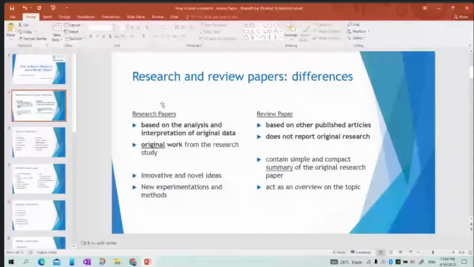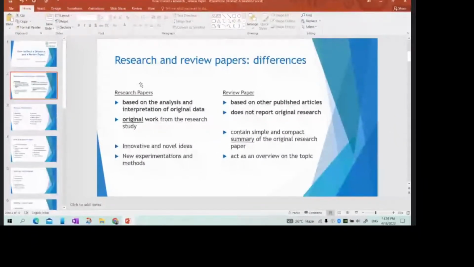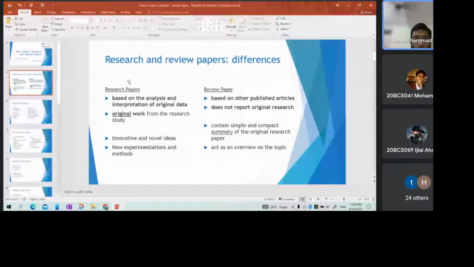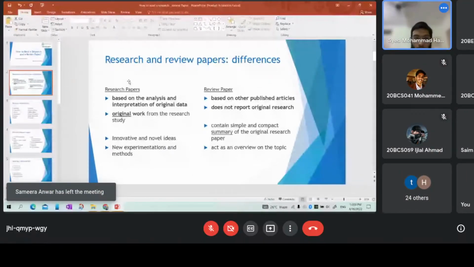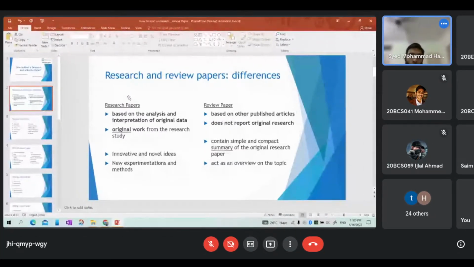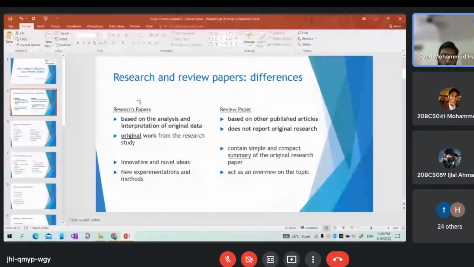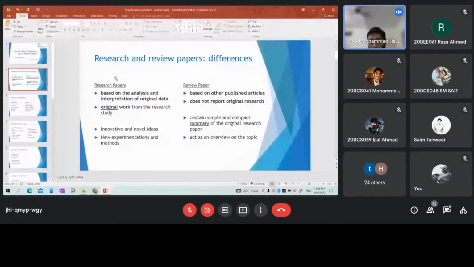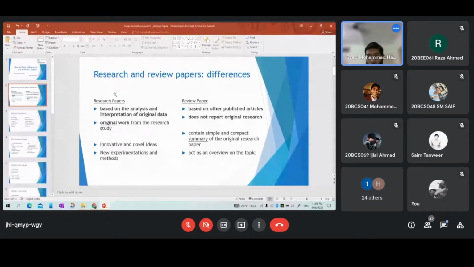So first of all, we need to understand what a research paper and a review paper are. So what are the basic differences? A research paper is generally based on the analysis and interpretation of original data. This is the original work from a research study or a lab. So this is considered original work. Somebody did it actually. And generally, we present innovative and novel ideas in our research papers, where we have experimentations and methods. That is the whole soul of the paper.